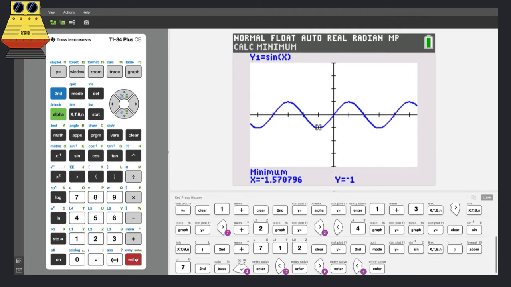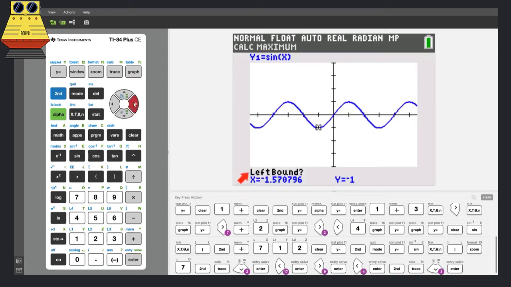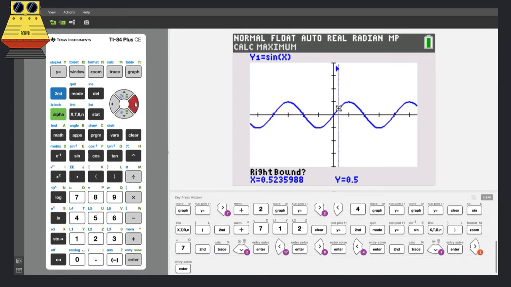The next thing I do is I'm interested in finding the max. So I press second trace again and go to 4, and it asks me the same questions. It says left bound. Okay, so I find this peak over there to the right, press enter, move to the right again, press enter, guess. Okay, notice how I don't go to the very peak, it's at 0.96. And then it gives me the max.